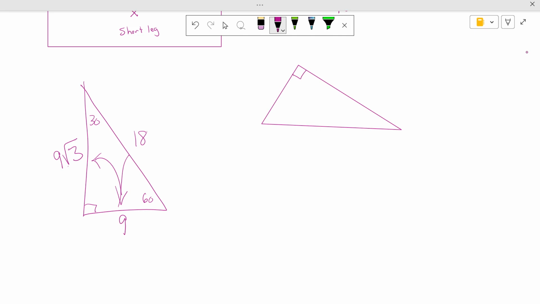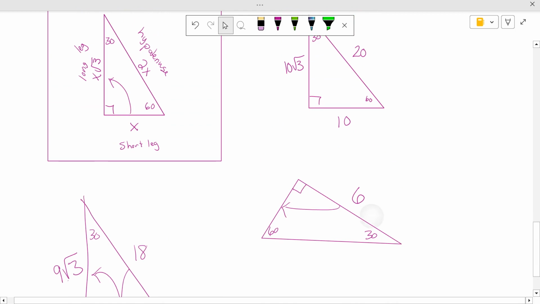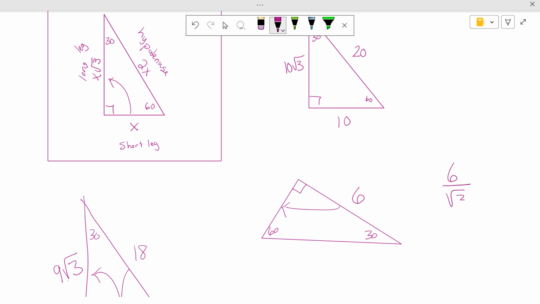Let's say you're given the long leg as 6. Because there's the 60-degree angle, here's the 30-degree angle. Let's say the long leg is 6. Always find the short leg first. Well, for the short leg, if I multiply by the square root of 3 to get to the long leg, then at the long leg, to get to the short leg, instead of multiplying by the square root of 3, I would divide by the square root of 3. So I have to take 6 divided by the square root of 3.